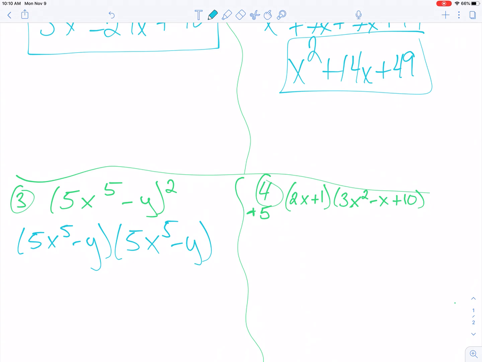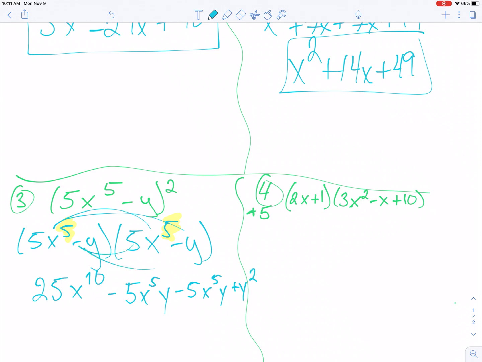What the third set of questions is testing is, do you know what to do with exponents when you multiply them? This is not going to be 25x to the 25th. It is 25x to the 10th. Remember that you add exponents. Okay, add those in. So then it would be, let's see, negative 5x to the 5th y minus 5x to the 5th y plus y squared. Okay, doing that bottom. And you can finish from there.